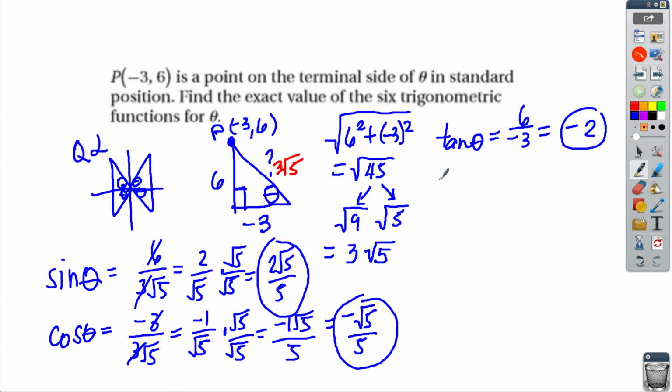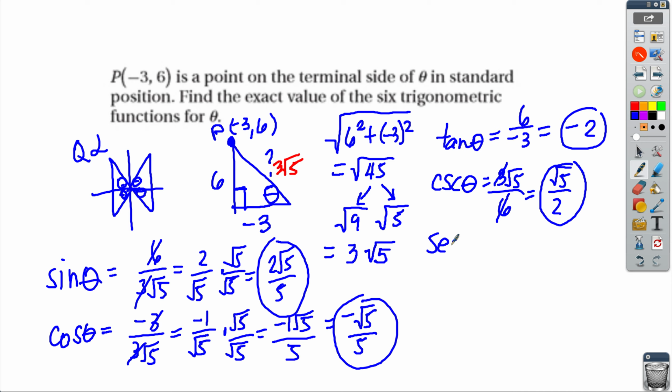Now that we have the first 3, let's look for the other 3, your reciprocals. Let's start with cosecant, the reciprocal of sine. Please do not use the final answer. Go back to the beginning of sine theta. How did you find sine theta? Use that information and find the reciprocal. So I would put 3 root 5 in the numerator and divide it by 6 instead. Now I can simplify further. I can simplify 3 over 6 as root 5 over 2. This right here is representative of cosecant theta.